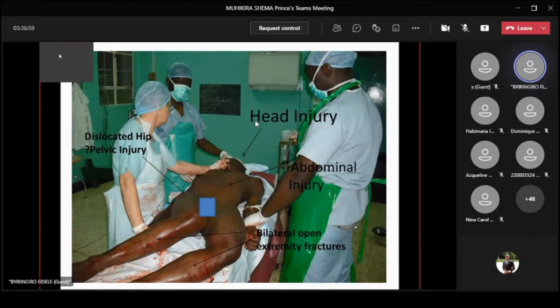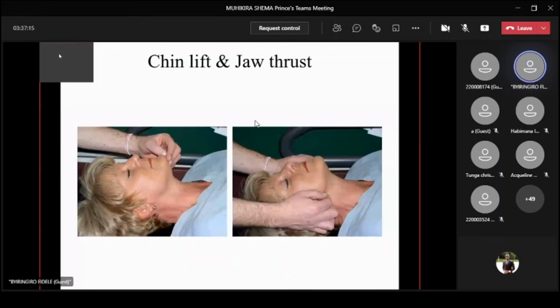Oh, I was asking if you can remind us of C-spine immobilization. For C-spine immobilization, you put a C-collar only. Do you remember for airway? You do a chin lift, a jaw thrust, you put a cannula. This is to allow someone to breathe. It's very important to allow someone to breathe.